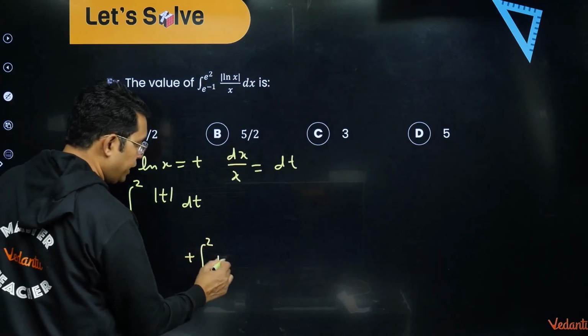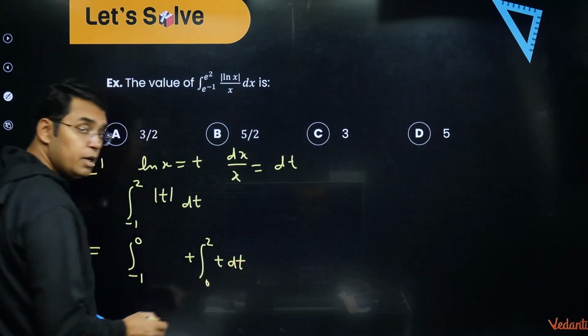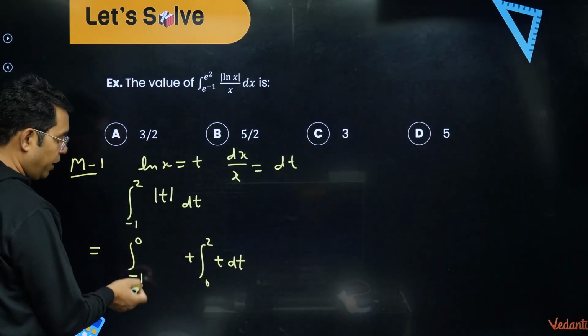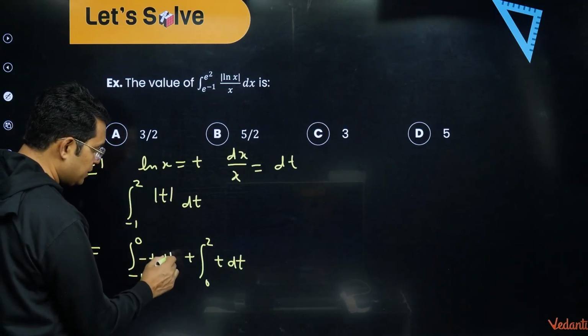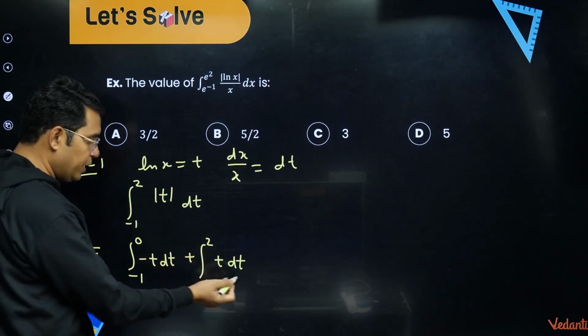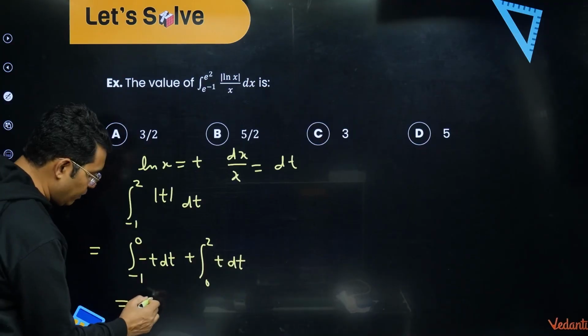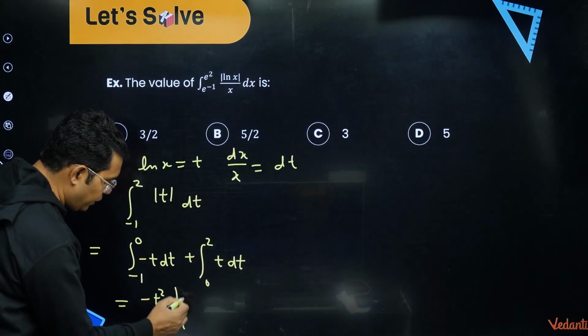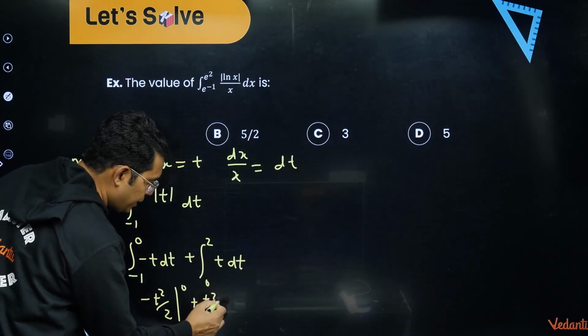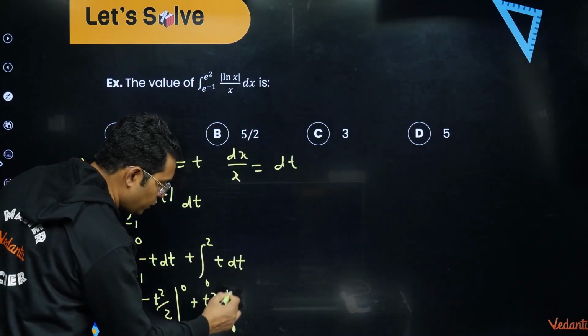From 0 to 2, mod t will be opened with plus sign, so mod t will be equal to t. For minus 1 to 0, t is negative, so mod t will open with minus t, so minus t dt plus this thing. Now this integration will be minus t square upon 2 from minus 1 to 0, and that will be t square upon 2 from 0 to 2.